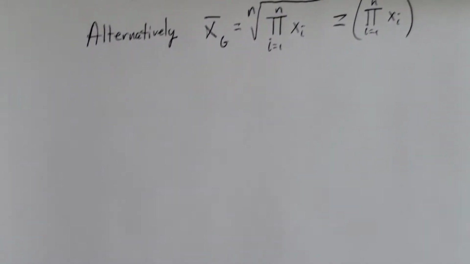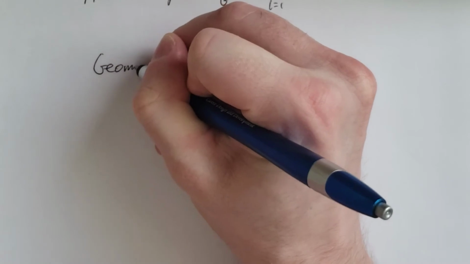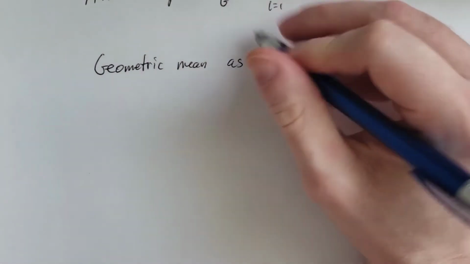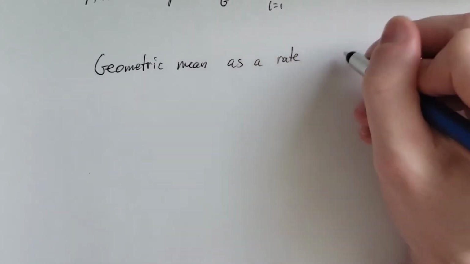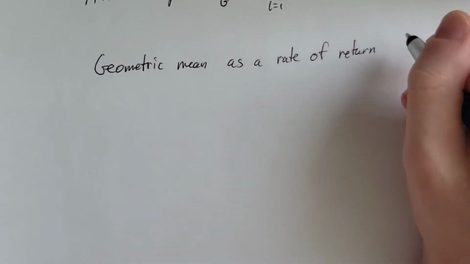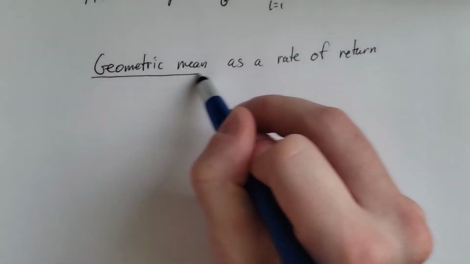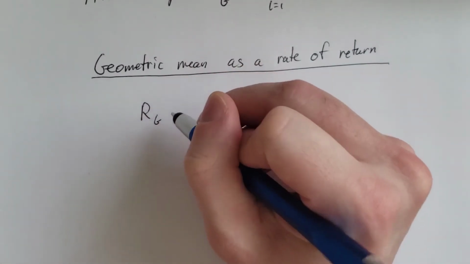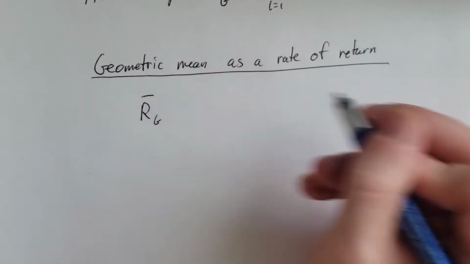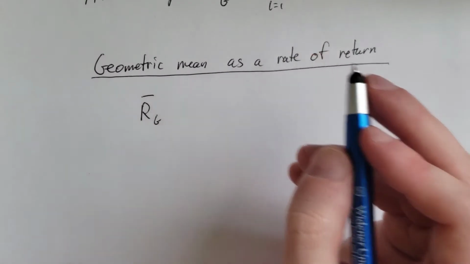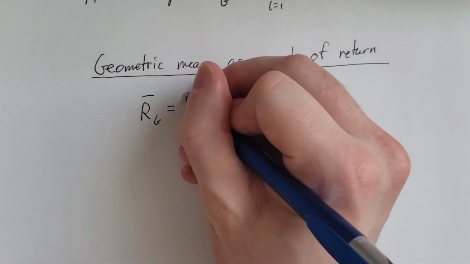Now, what is this useful for? Well, we're going to write out the geometric mean as a rate of return. Or often it's just called the geometric mean rate of return. And the formula is very similar. We use an R here for rate of return, and we have the subscript G to mean a geometric mean. And our formula is this.